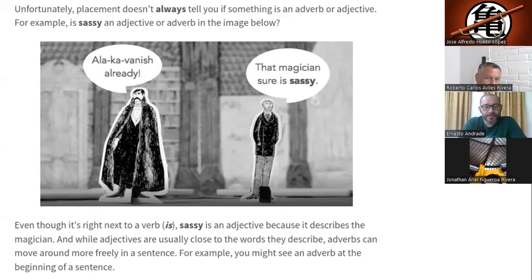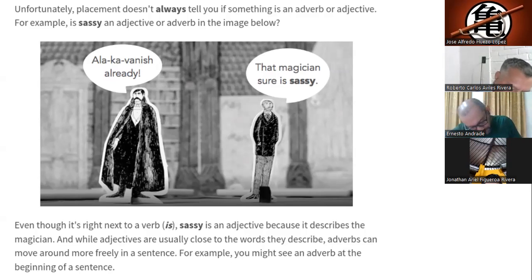Well, let's read the one below. Even though, do you remember what is even though? Aunque siempre. Aún aunque. Yeah. It's right next to a verb. The verb is, of course. Sassy is an adjective because it describes the magician. So in this case, sassy is after a verb, but it's not describing the verb. It's describing the magician. So that's why it's an adjective.